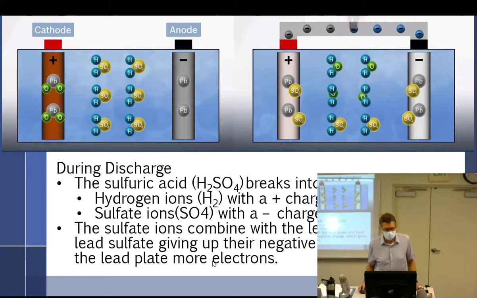Sure. Okay, so things to note. The sulfuric acid, which is the what? Electrolyte. Okay, it's breaking down into two parts. And also we want to note the word lead sulfate. So he talked in the previous video about lead sulfate. Where does this sulfate build up? On the plates. That's very bad. So if you leave a battery in a discharged state, it builds up lead sulfate.